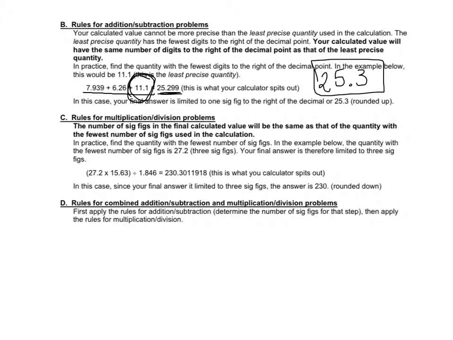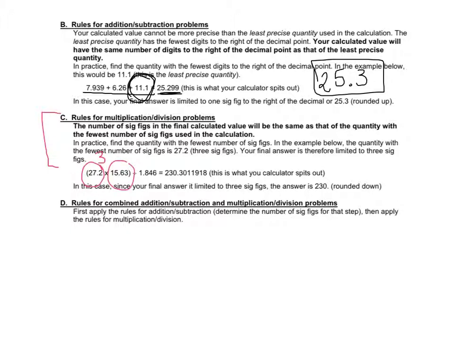Okay, and then there's a different rule for multiplication and division. So for multiplication and division, the number of significant figures in the final calculated value will be the same as that of the quantity with the fewest number of significant figures. So now you're not really worried about where the decimal is, you're just worried about how many significant digits it has. So if you look at this example, you've got this 27.2 has 3 significant digits.